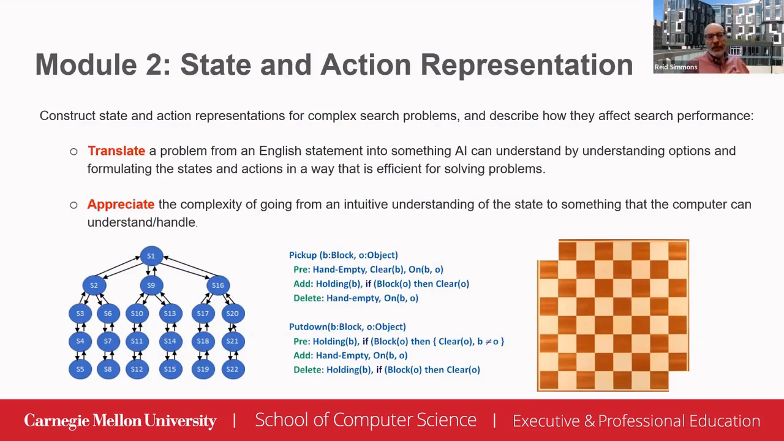And finally, we'll look at one of my favorite examples called the mutilated chessboard. This is an example where a very simple change in representation takes a problem that is essentially intractable to solve to trivial to solve. And we'll see why that works and how it can be applied elsewhere.